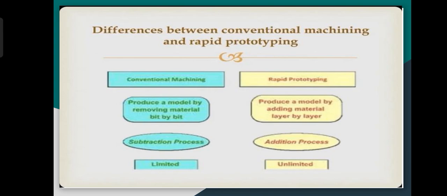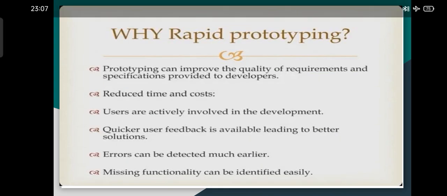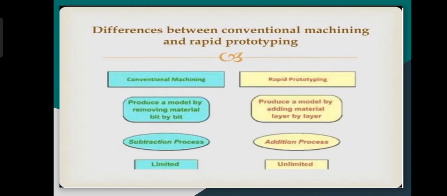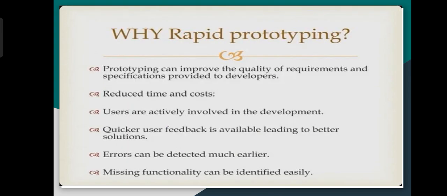Here we can see the differences between conventional machining and rapid prototyping. Conventional machining produces a model by removing material bit by bit, and rapid prototyping produces a model by adding material layer by layer. Conventional machining is a subtraction process, and rapid prototyping is an addition process. Conventional machining is limited, and rapid prototyping is unlimited.